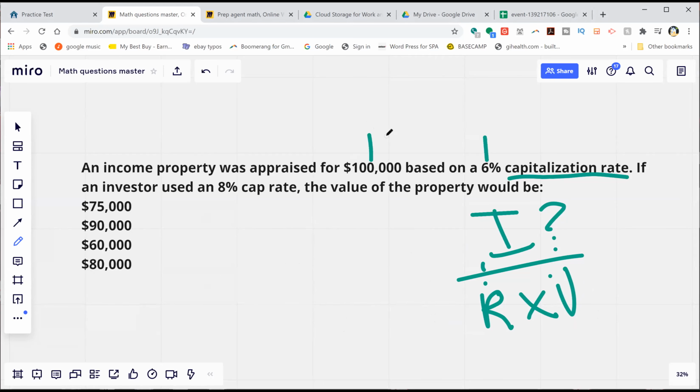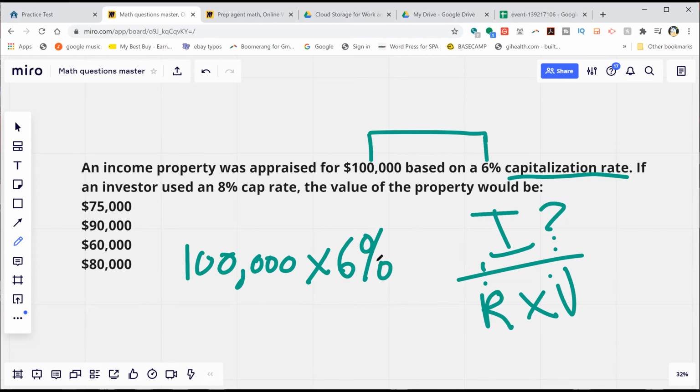100,000 times the percent. So here, let's do this. 100,000 times 6%. And guys, give me the number on that one. What would you get? Okay, you get 6,000. Okay, and what is that 6,000? That's the income.